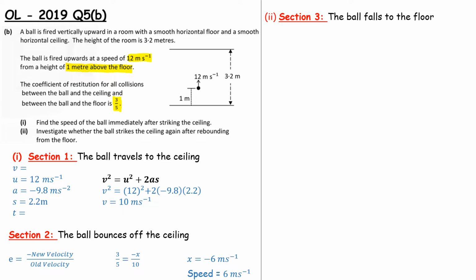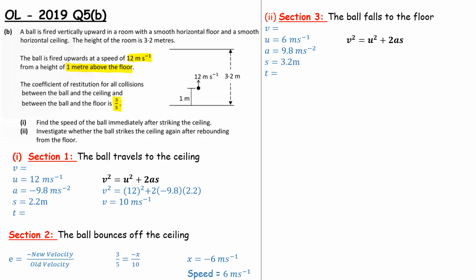I've said it bounced off the ceiling. Now the ball is going to fall to the floor. So I'm going to have V, U, A, S and T again. This time, because it's falling to the floor, we are starting with 6 meters per second. In this section, I'm taking downwards as positive just to make life easier. The acceleration is positive 9.8 because then it's helping. I'm taking my S, the distance traveled, as 3.2 meters, and I want to understand what is the speed as it hits the ground.